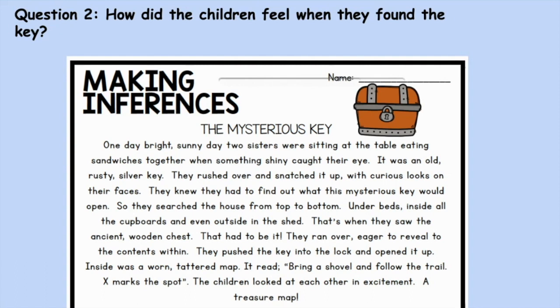Now, question number 2, this is where you guys will bring your graphic organizer in front of you. You'll use one side of it. So question number 2 says, how did the children feel when they found the key? Now here you will be making note of the information that the text gave you, and then you will think about what you already know so that you can draw a conclusion. Feel free to pause so that you can work that out, and then you will be able to continue to see or to compare your answer.